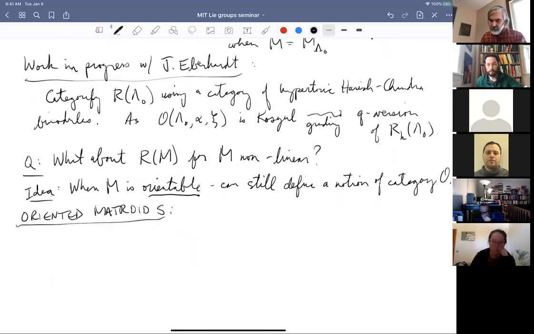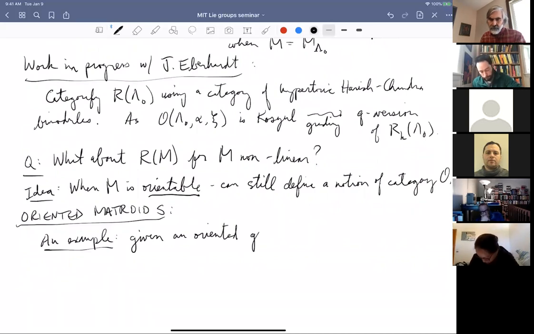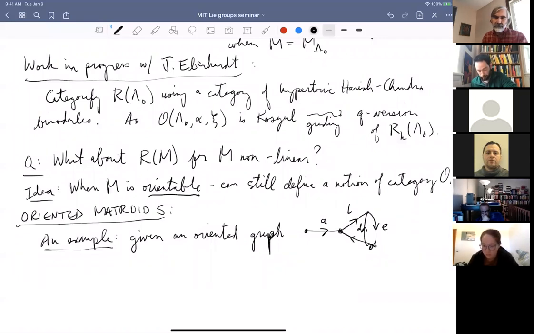And to motivate this, I'd like to consider an example. We saw that given a graph, one gets a matroid. And so if we consider an oriented graph, for example, consider the following graph: a graph with five edges, A, B, C, D, E.